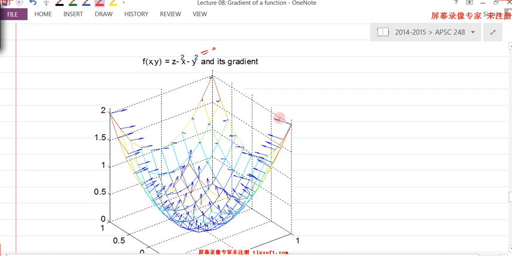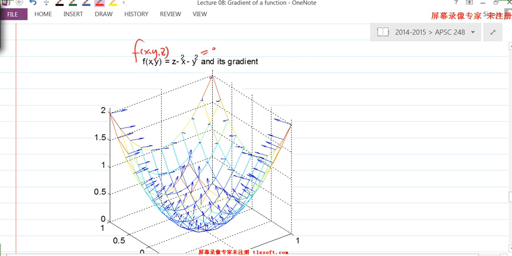Those gradient vectors here, this is actually f of x, y, z, pointing to the direction of increase in this function here. Okay? Same idea. It's just kind of hard to visualize it. If you want to visualize it, basically this is one surface.